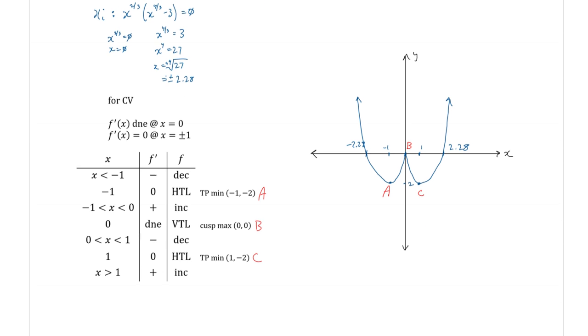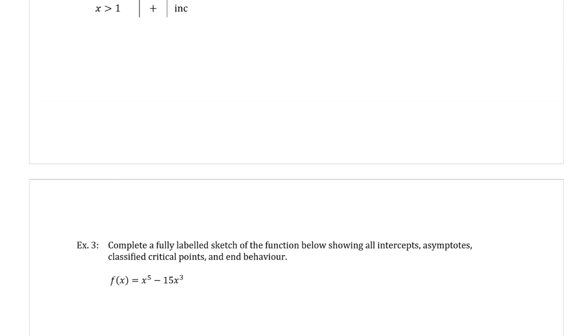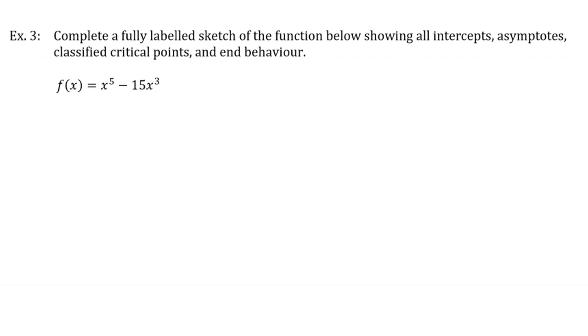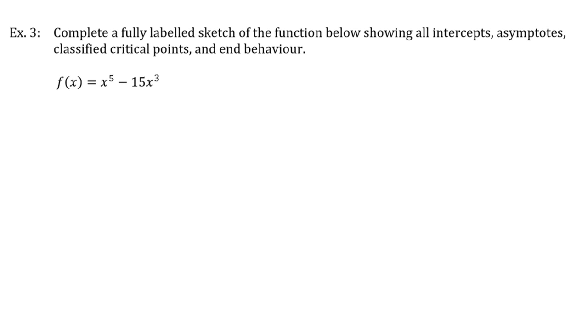Okay. Ready to move on? Complete a fully labeled sketch of the function below showing all intercepts, asymptotes, classified critical points, and end behavior. You don't necessarily have to write down the instructions, at least not right now, but you want to start with the function. We're going to get into this.